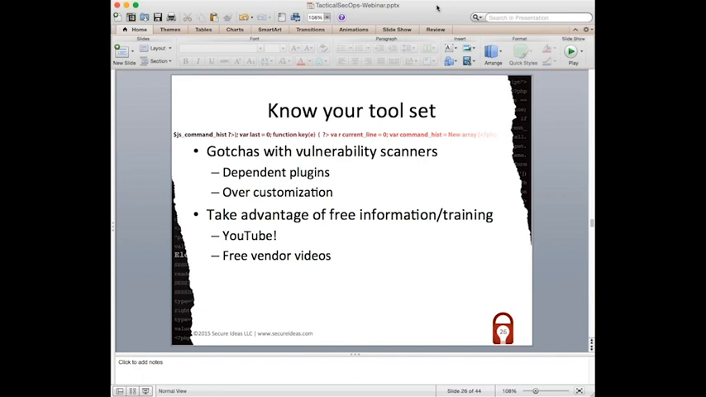So I always recommend to anybody, regardless of what tools you're using, take advantage of the information that's out there. With YouTube, it's not unusual at all. You go to the vendor's YouTube channel, and they've got how-tos posted there. They may not be as in-depth as a full 2-day class on Nexpose, but you're going to find some key things to take away and apply to your environment. So take a look at that.